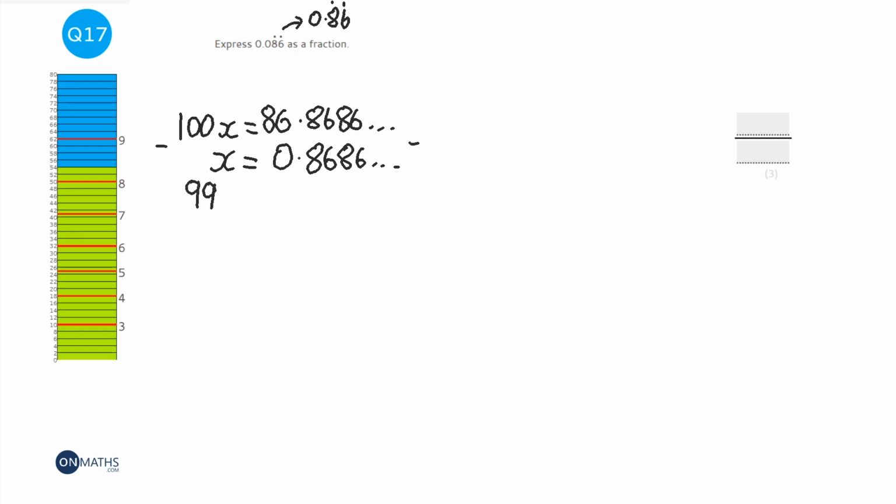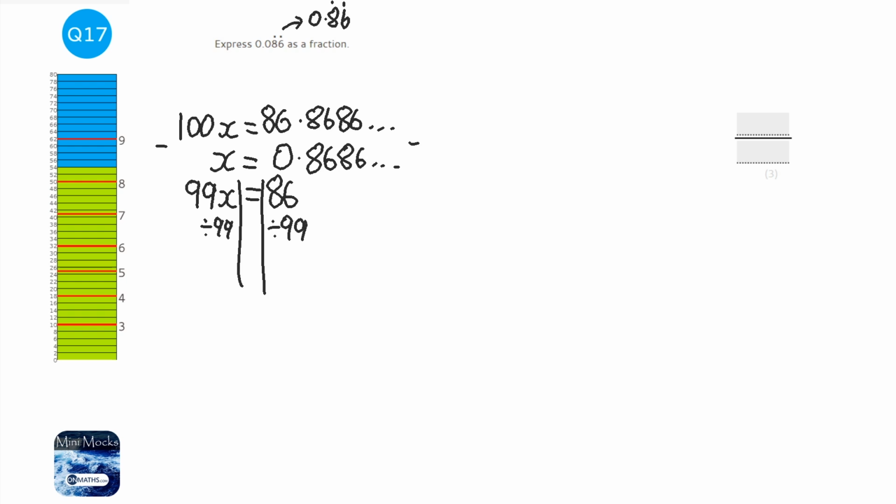So 99x, because it's 100x take away x, which is 99x, and it's 86 point recurring pattern take away 0 point recurring pattern. The recurring patterns take away, so we're just left with 86. I'm then going to divide both sides by 99. So it's x equals 86 over 99.